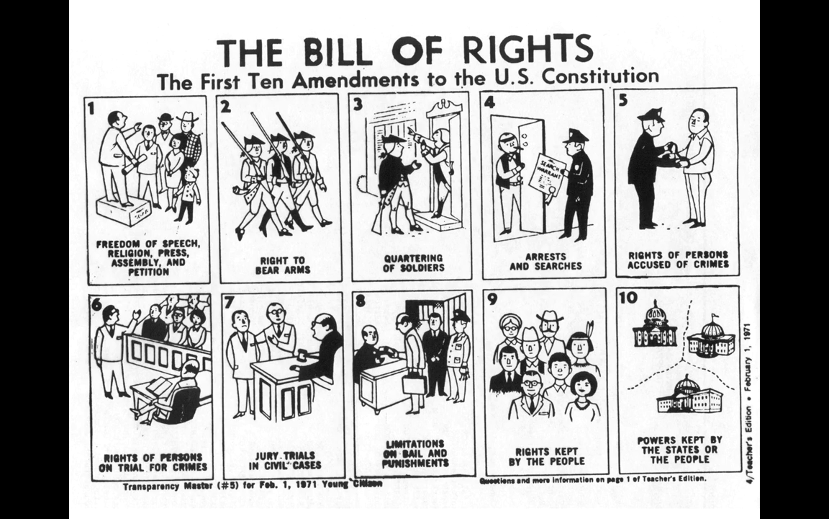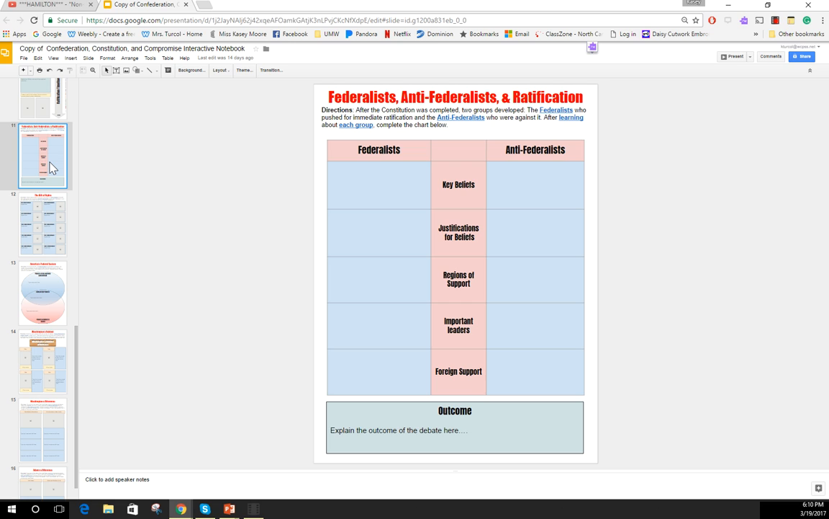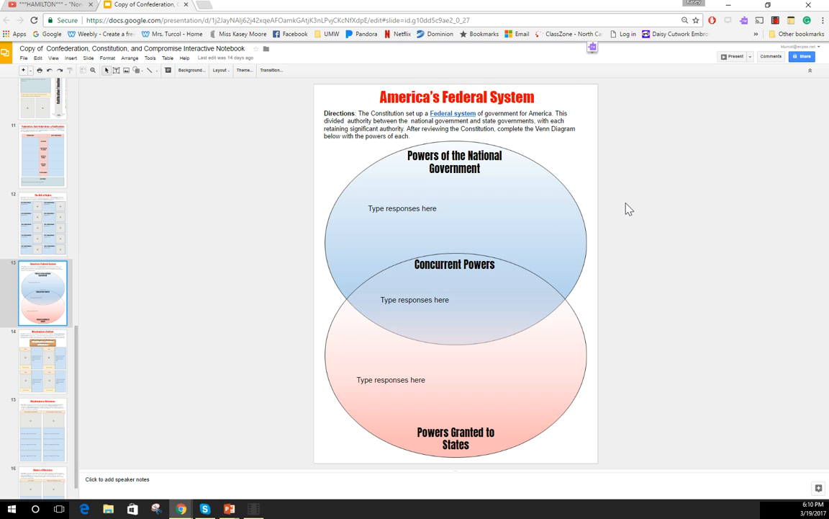When you have completed this PowerPoint presentation, make sure you complete page 11 on the Federalists and Anti-Federalists, their key beliefs, and discuss the outcomes. And then make sure you find a picture and explain all 10 amendments here. Page 13 you need to do on your own.